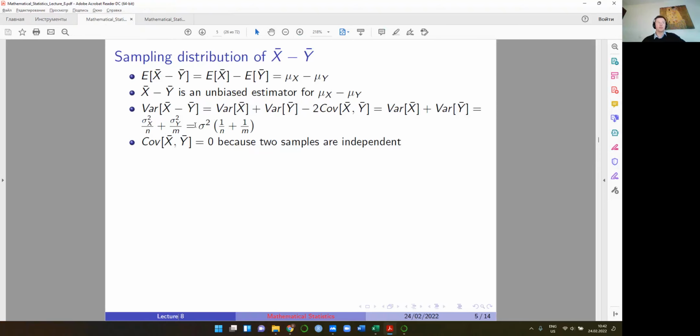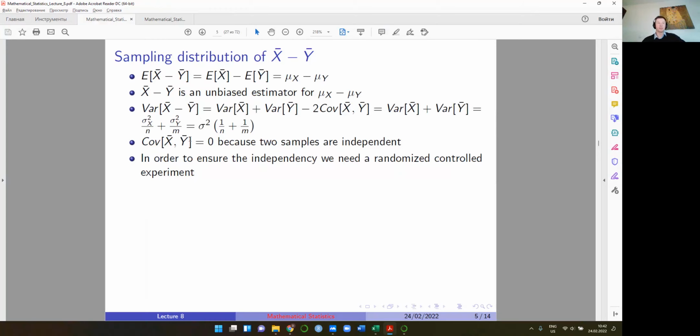So that's the variance of this estimator under the assumption that two samples are normally distributed and independent. As I said, in order to ensure this independence, we need a randomized control experiment. We cannot just take some people, send them to study on the master level and some people not. We want to randomly assign them.